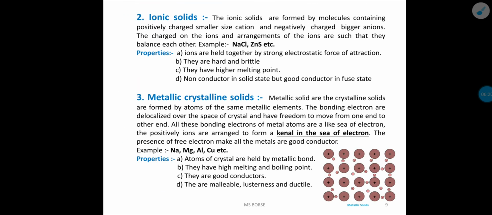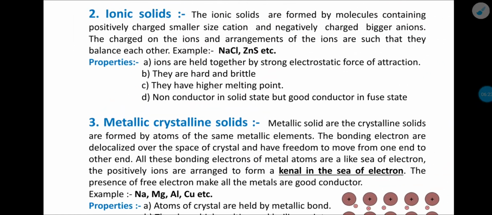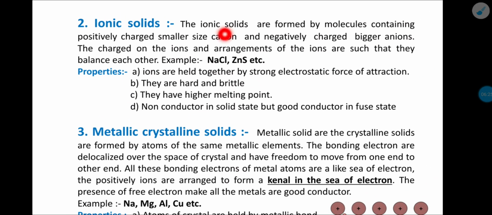Now, second is ionic solid. The ionic solids are formed by the association of positively charged, small size cations and negatively charged, bigger size anions. The charges on the ions and the arrangement of these ions are such that they balance each other and form a neutral solid, that is NaCl, zinc sulfide, ZnS, potassium chloride, etc. We know all the ionic solids.